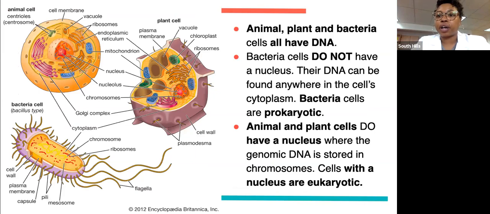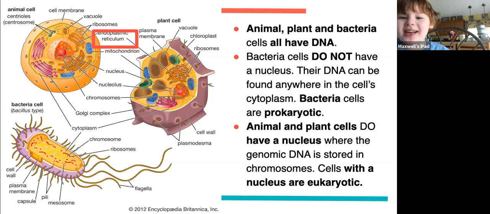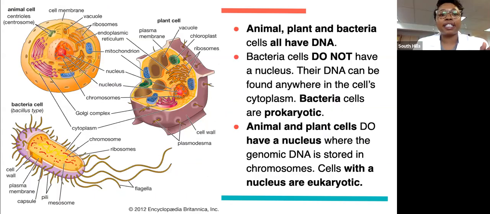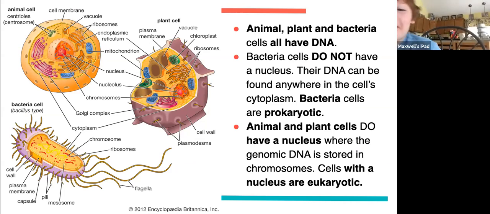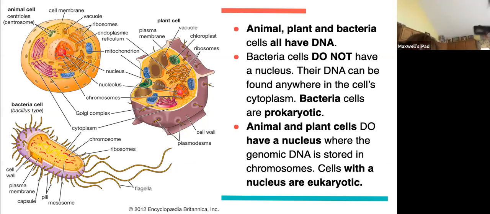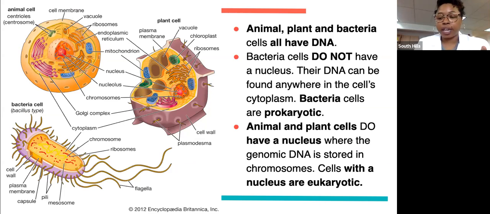But bacteria cells are called prokaryotic cells because their genomic DNA is not encapsulated in the organelle called the nucleus. But plants and animal cells, they do have a nucleus. So plant cells and animal cells, if you notice, they have something called a nucleus. And the nucleus is the organelle where our DNA is stored. So plant and animal cells are called eukaryotic cells.